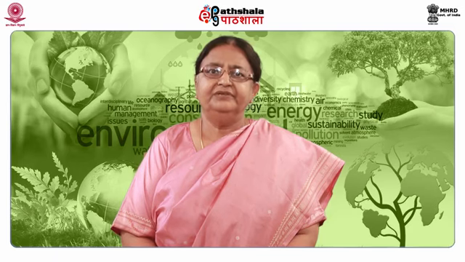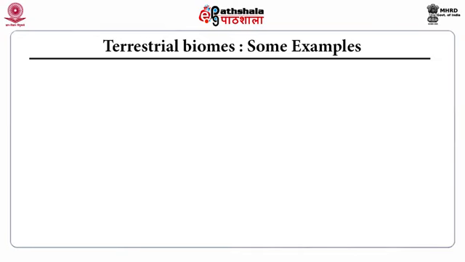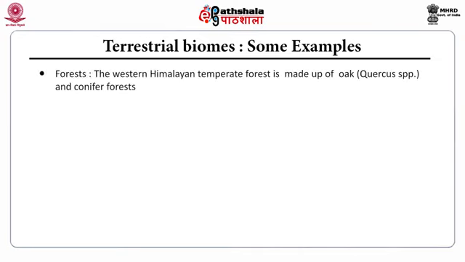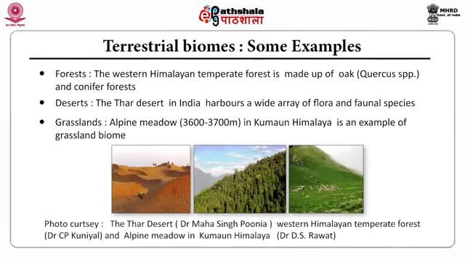Major biomes include the deserts, the forests, the grasslands and tundra. Each biome consists of many ecosystems in response to small differences in climate and environment. Terrestrial biomes, some examples: the forests. The western Himalayan temperate forest is made up of oak and conifer forest. Deserts: the Thar desert of India has a wide array of flora and fauna species. The grassland: the alpine meadow in Kumaon Himalaya is an example of grassland biome.